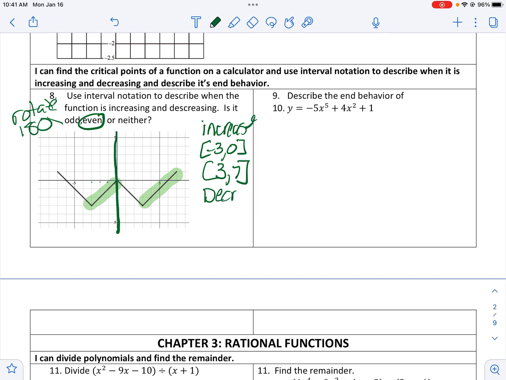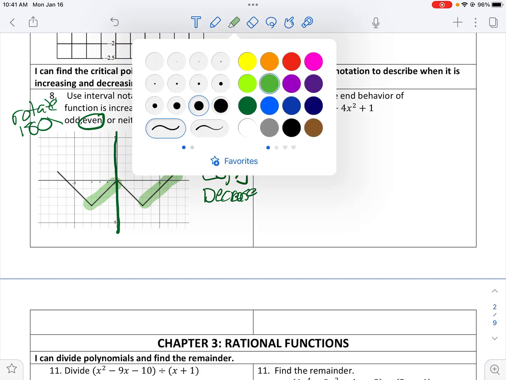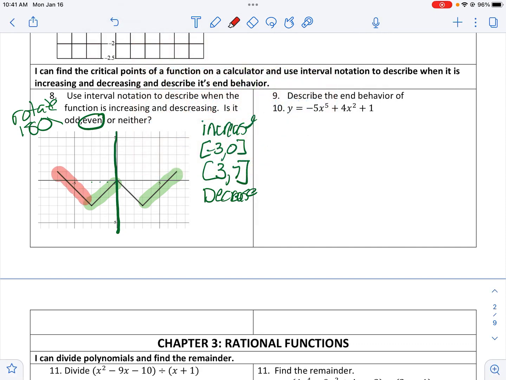And then where is it decreasing? Let's see. Well, it's decreasing here and here. So that's between 0 and 3 and -7 and -3. Because again, we always use our x values.